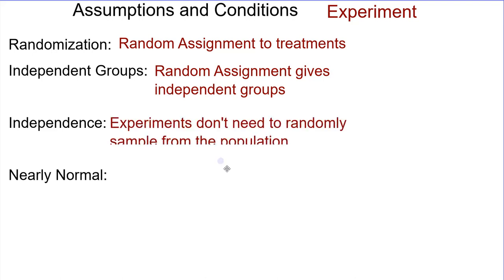Independence. So experiments don't need to be a random sample from the population. As long as it was randomly assigned treatment groups, they should be independent of each other. So we're good.